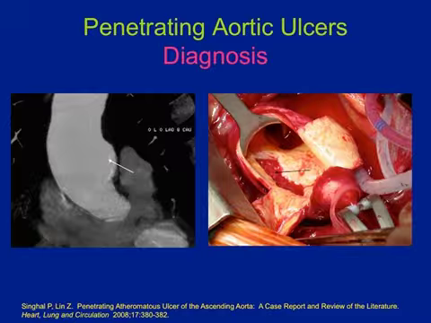The image on the right is an intraoperative picture of the lesion. Note that the head of the patient is to the bottom right of the screen, with the proximal ascending aorta on the upper left. With the help of a retractor, the penetrating aortic ulcer can be seen in the posterior wall of the aorta, as highlighted by the arrow.